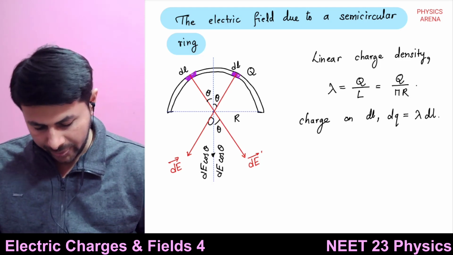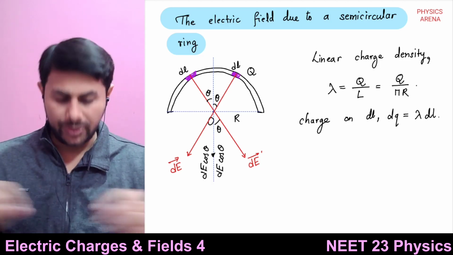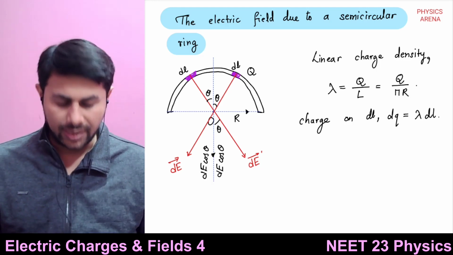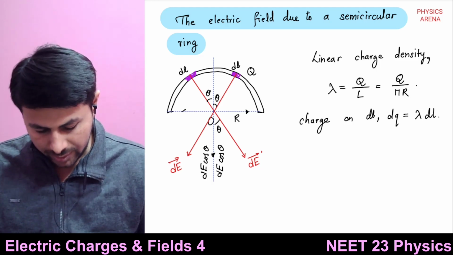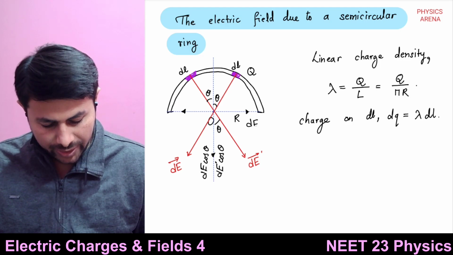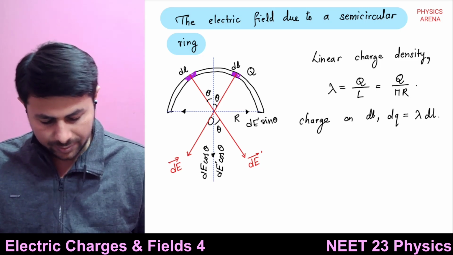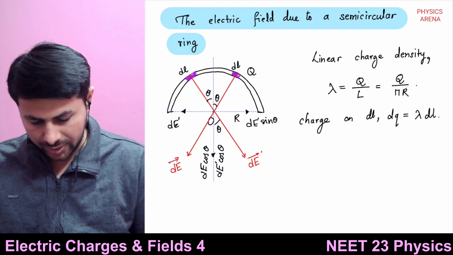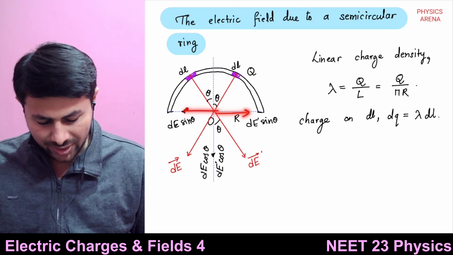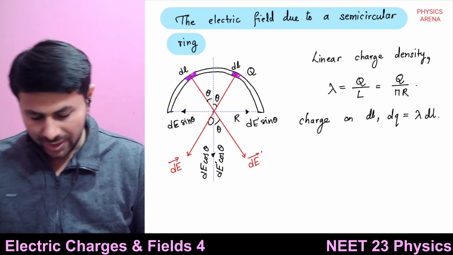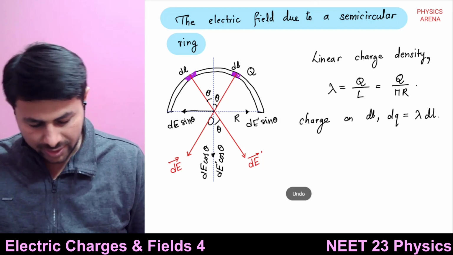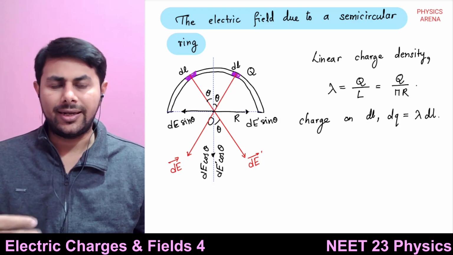And if we look at the components along the x-axis, what happens to them? They are directed in opposite directions. So this was d dash cos theta, and you have d sine theta. They are acting along the x-axis, but opposite to each other. So this component and this component, this component and this component, get cancelled out.